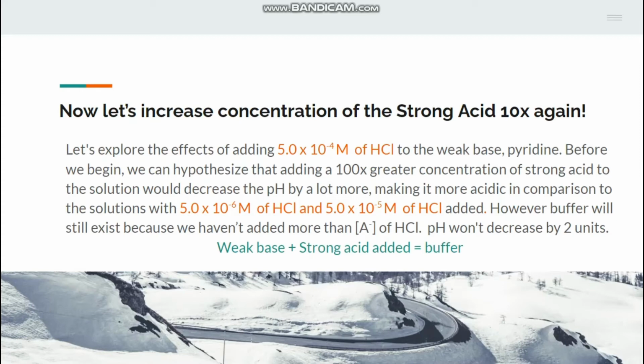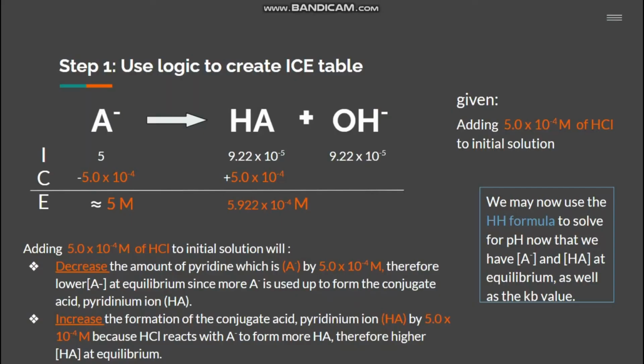Now, let's increase the concentration by a factor of 10 once again and see how much the pH is affected. We can predict that the buffer will still exist since we have not yet crossed the initial concentration of pyridine, which is 5 moles. The logic is still the same as the previous slides, with pyridine increasing and pyridinium ions decreasing in concentration by the same amount as HCl added, which is now 5 times 10 to the power of negative 4 moles. We can now use our values from the ice table and sub them into the HH formula.